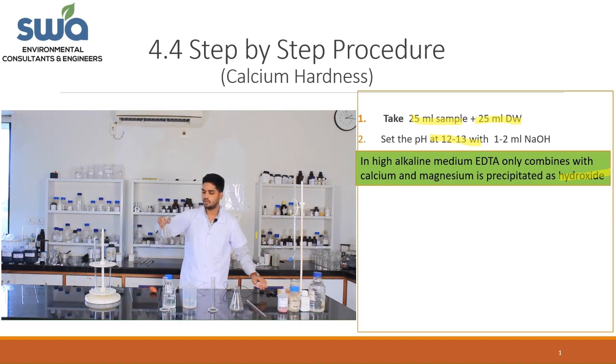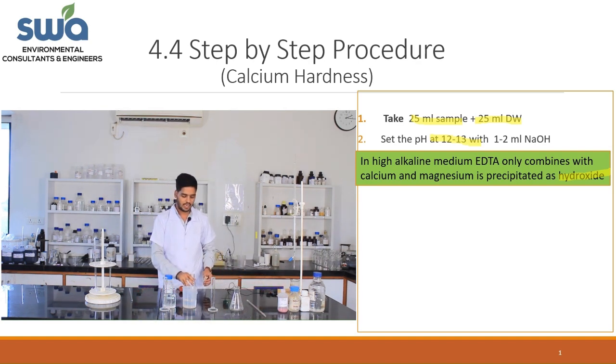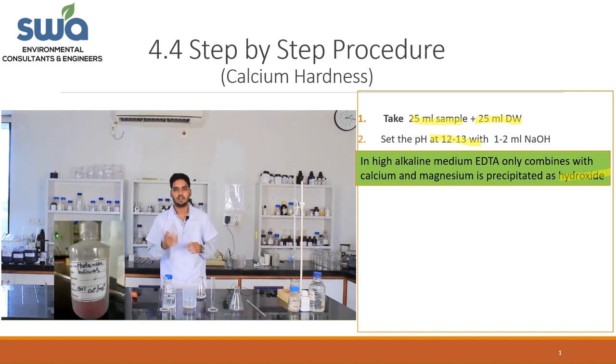Mix it properly, and we will have the idea of pH with this pH paper. So as you can see, the color is changed to blue, so that means it is above 12. Now we will add murexide indicator.